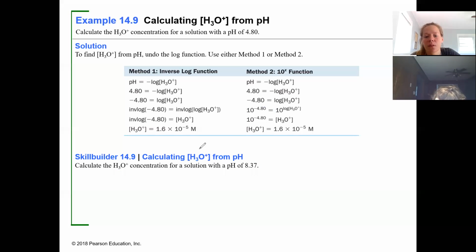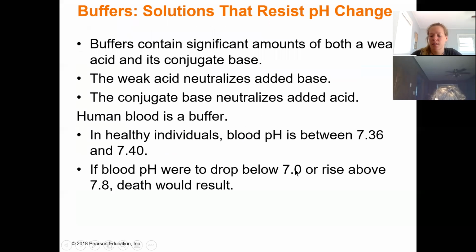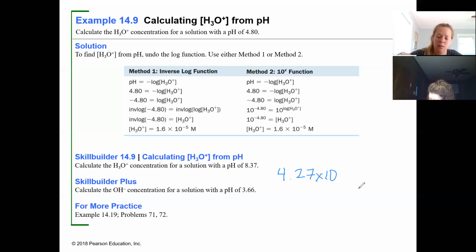Okay, so for the second one, we're just changing up the number that we're using. So the pH is 8.37. And it doesn't give it to us. That's okay. I'll calculate it out real quick. So it will be 10 to the negative 8.37. It's a pretty small value. I get 4.27 times 10 to the negative 9th.